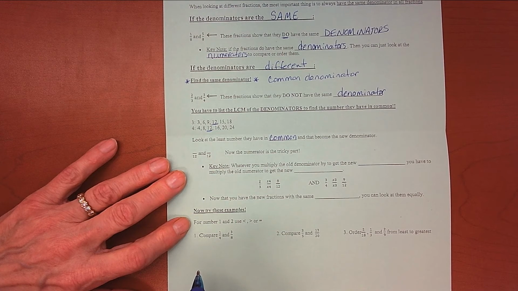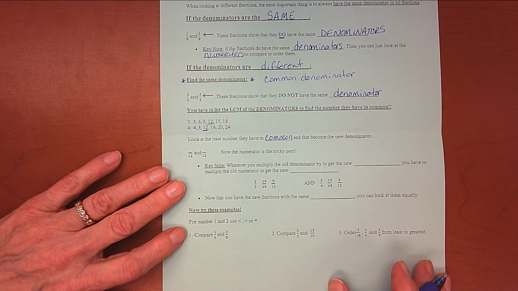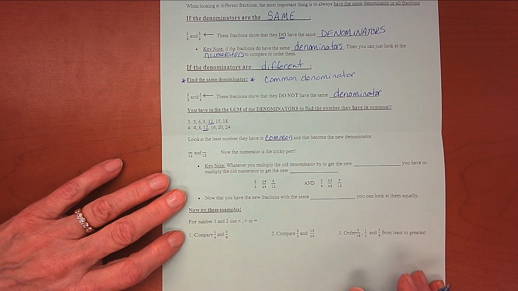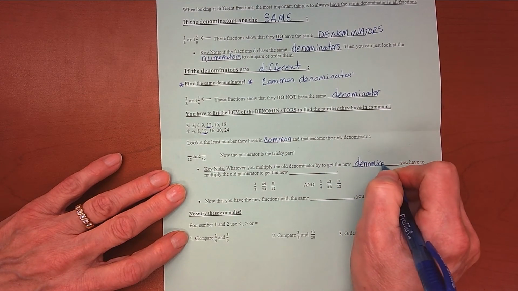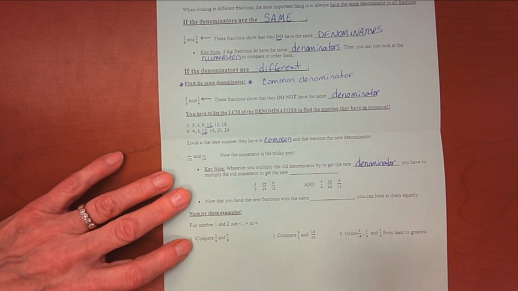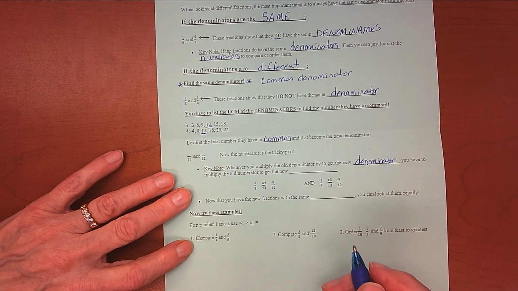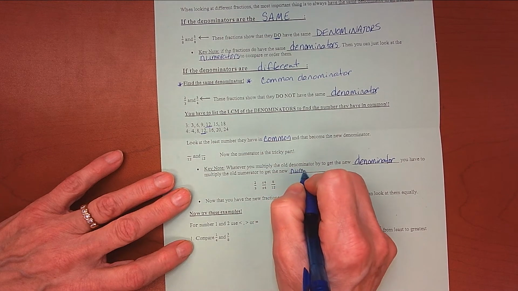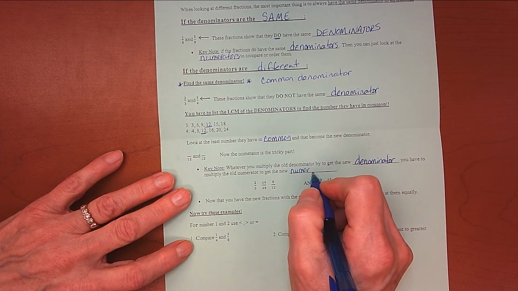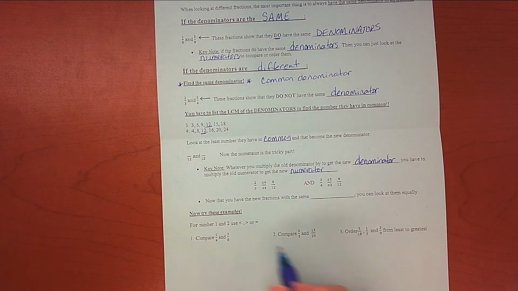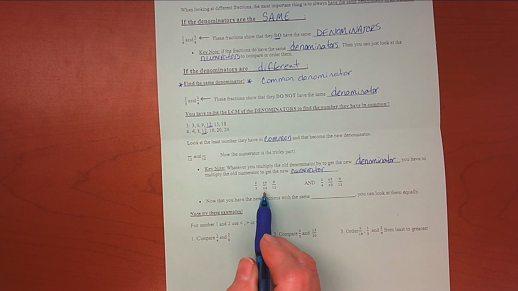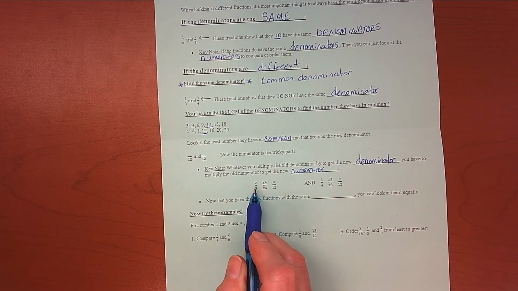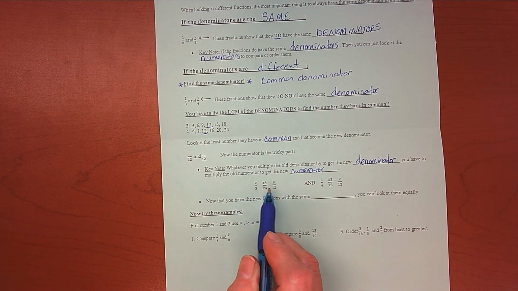Now comes the numerator part. That can be a little bit tricky. All right, a key note: whatever you multiply the old denominator by to get the new denominator, multiply the old numerator by to get the new numerator. In other words, we're going to multiply the top and the bottom by the same number. So here you can see we've got 2/3, and we want to change it into a fraction with 12ths in the denominator. So we multiply 3 times 4 to get 12ths. Therefore, we'll multiply 2, the numerator, by 4 to get 8, 8/12.